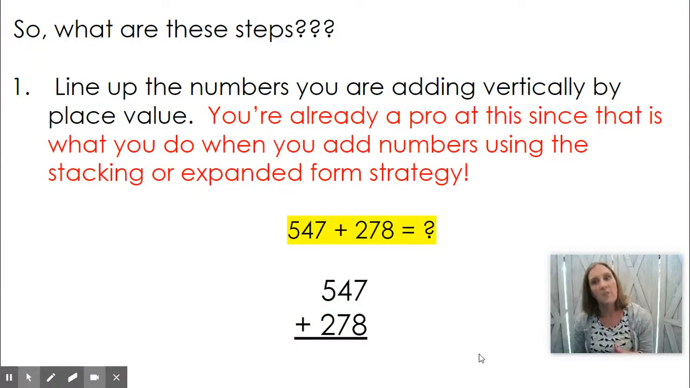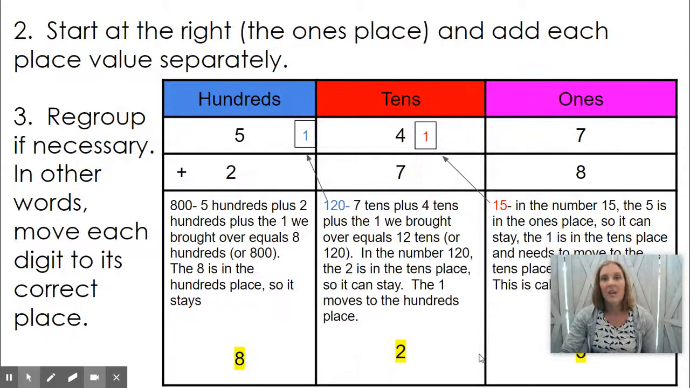Well, we line up the numbers like we're adding vertically by place value. We're already pros at this, so when you learned this last year, you should have been able to line up all those numbers by place value. So the ones place over the ones place, tens over tens, hundreds over hundreds. Then we start all the way on the right, and we add each place separately. We also regroup if necessary, which just means we move each digit to its correct place.